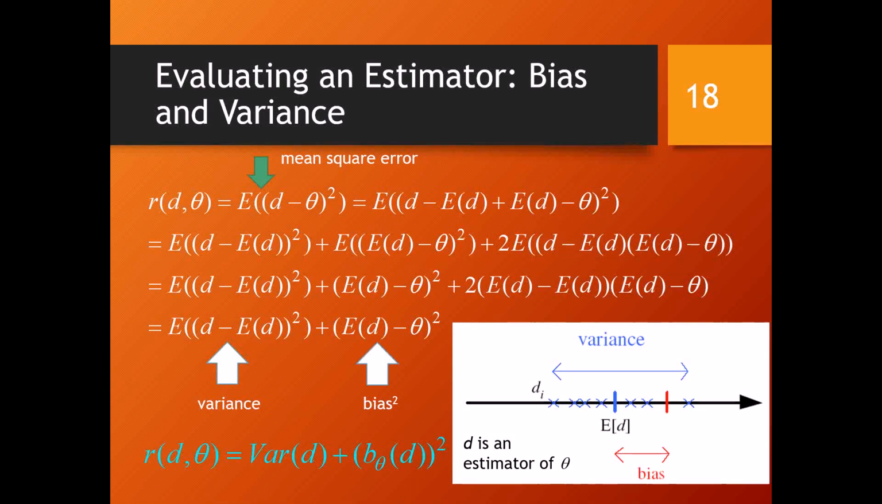But if you do this and extend this square term, you will have the square of D minus the expectation of D, plus 2 times D minus ED times ED minus theta, which is this term. And then you have ED minus theta squared. This is the second term. And then you take the expectation.